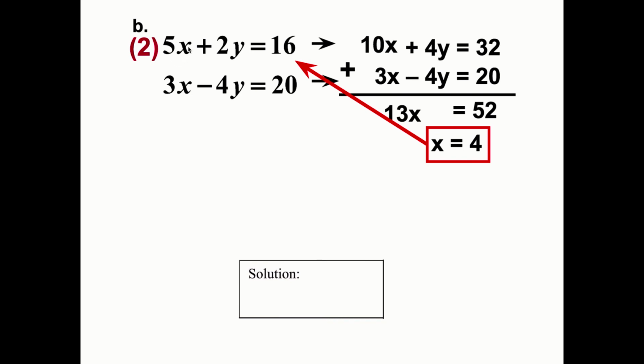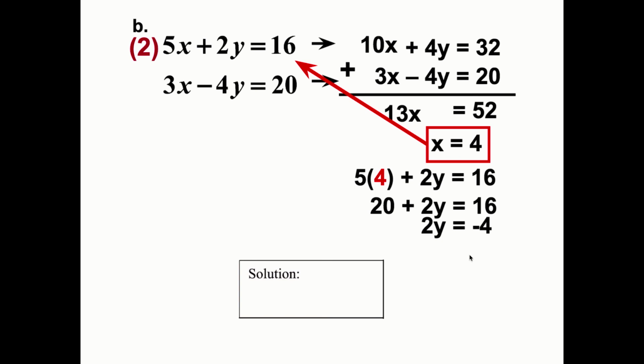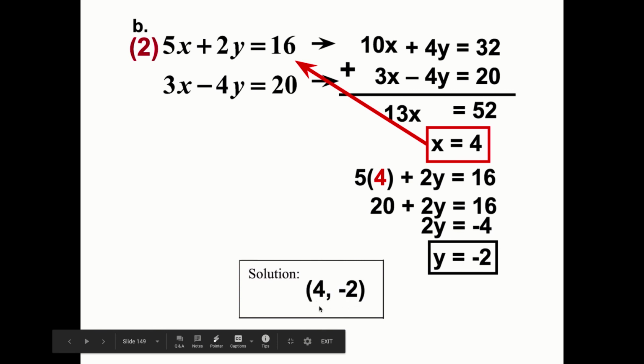So I'm going to get 5 times x, which is 4, plus 2y equals 16. 5 times 4 is 20, plus 2y equals 16. Minus the 20 over, I'm going to get 2y equals negative 4. Divide by 2, y equals negative 2. And then your solution is x comma y, 4 comma negative 2.